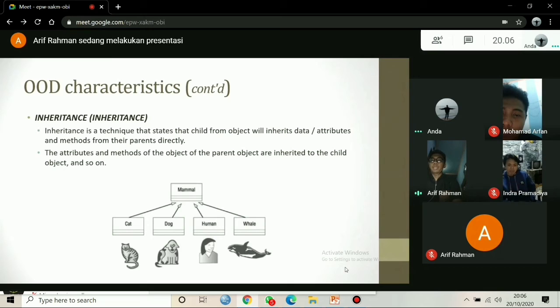Inheritance. Inheritance is a technique where objects inherit data or attributes and methods directly from their parents. The attributes and methods of the parent object are inherited by the child object, and so on.